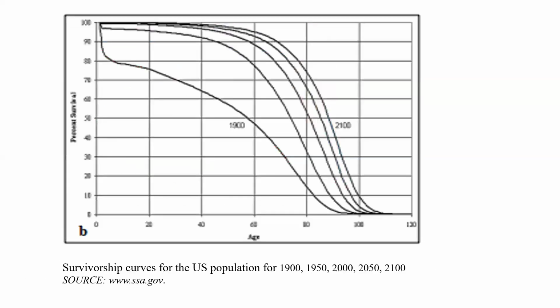Type 3. So these are the United States population survivorship curves that I was talking about. This is the 1900s survivorship curve, then 1950, 2000, and then they projected to 2050 and 2100. They did that projection to say that in 2050 and 2100, few people will die.